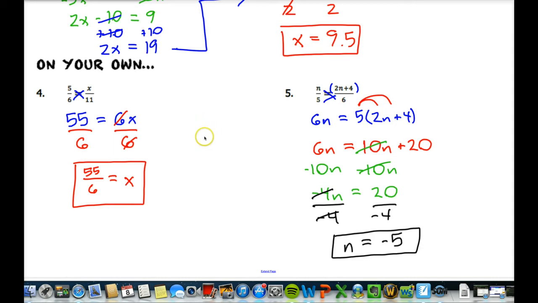Number 4, you should have ended up with 55 over 6, and that answer you do need to leave as an improper fraction, because if you try to write that as a decimal, it's going to come out to be a non-terminating decimal. It's going to be 9.16 repeating. You don't want to write repeating decimals for your answers, so we'll just leave this as an improper fraction. Number 5, again, when you cross multiply, be sure you put parentheses around the 2n plus 4. And so you'll have to distribute first and then move your 10n over the equal sign by subtracting. You do end up getting -5 for this one.